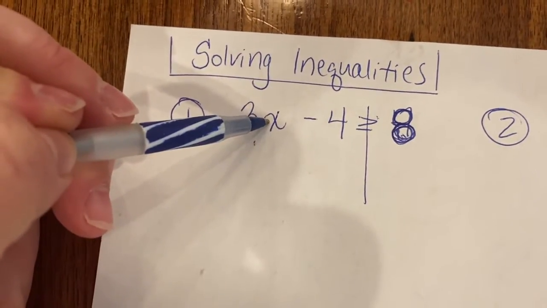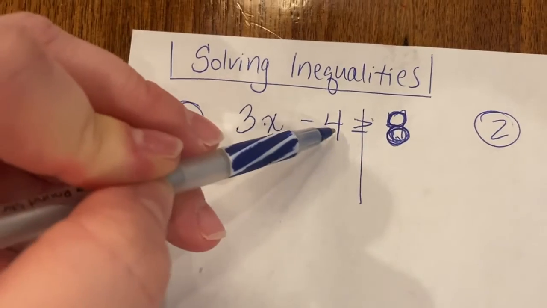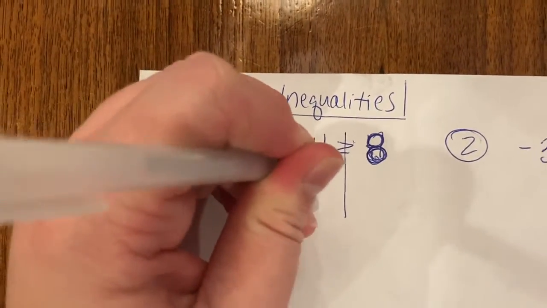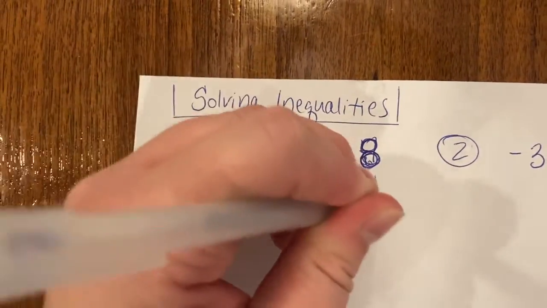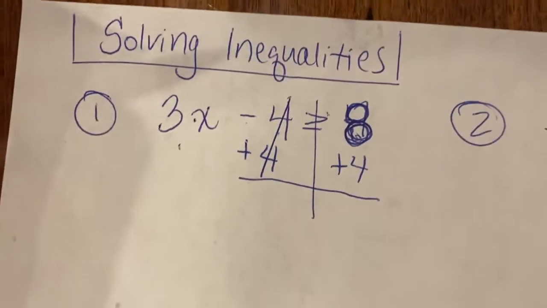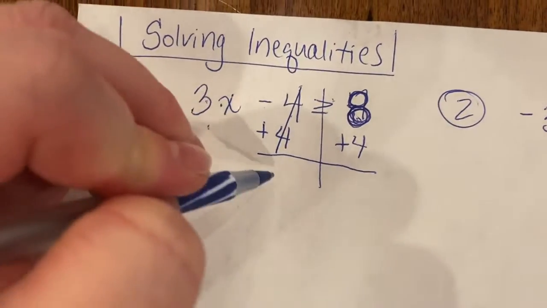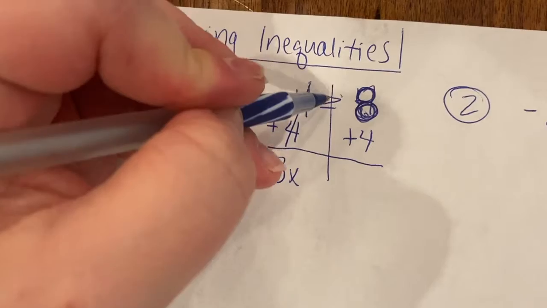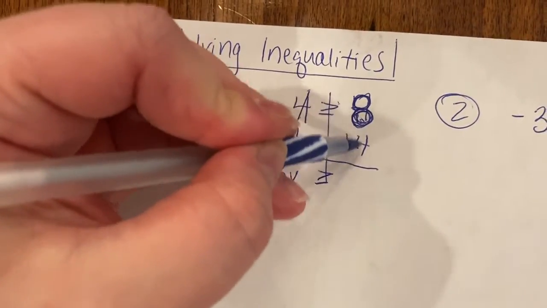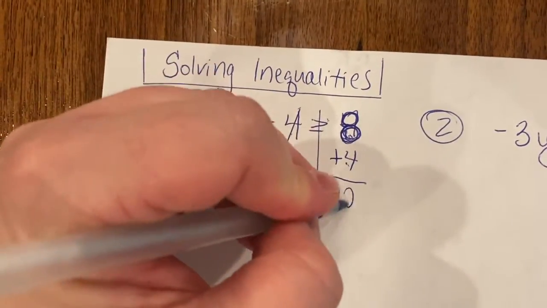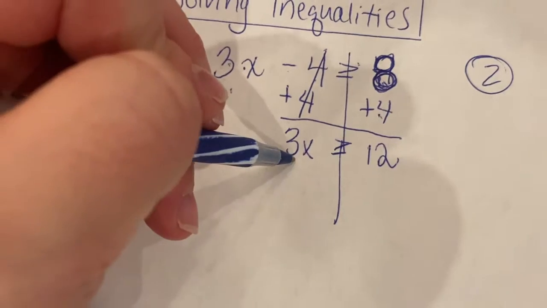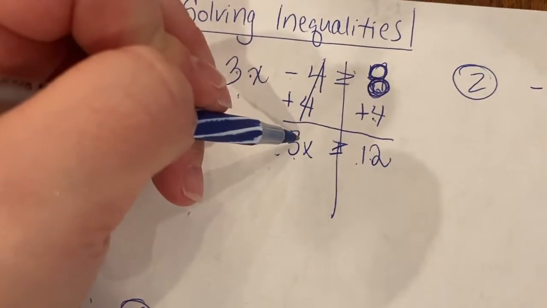So we're trying to get the x alone, which means this minus 4 needs to be canceled. So I have to cancel it by adding 4 on both sides. Once I do that, the negative 4 and positive 4 cancel. I can bring down 3x, bring down the inequality symbol, and then I can add 8 and 4. That's 12.